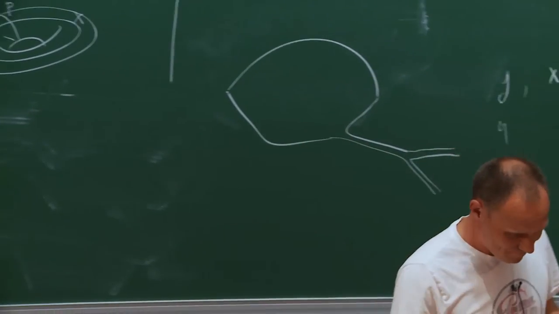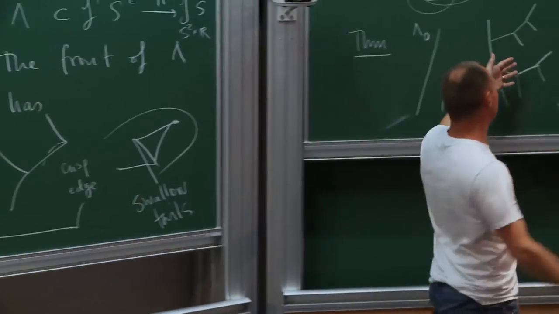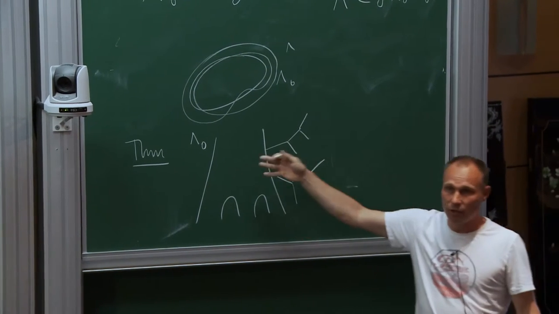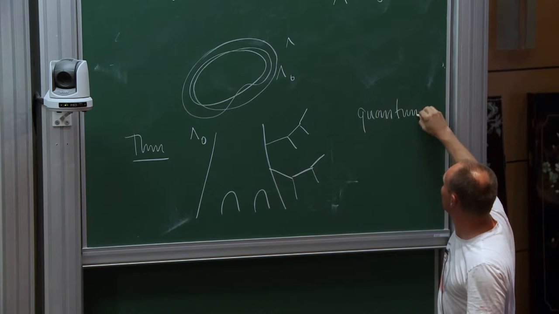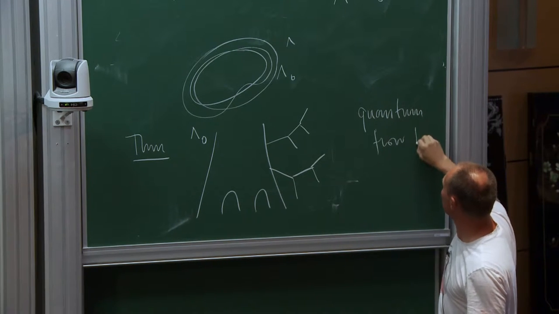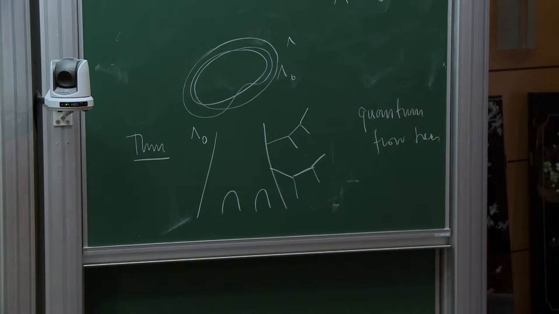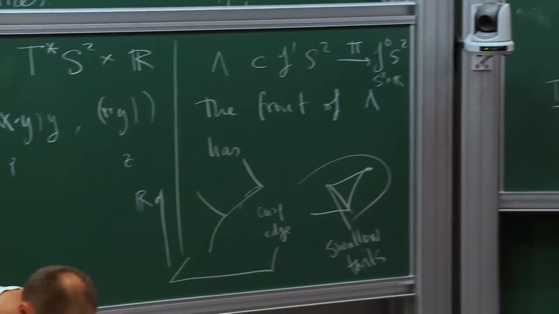And the theorem says that in order to count the disks on lambda, you can count instead what I call, naturally, quantum flow trees. They appear in many other guises called cascades and whatnot. So, it's okay. Right.